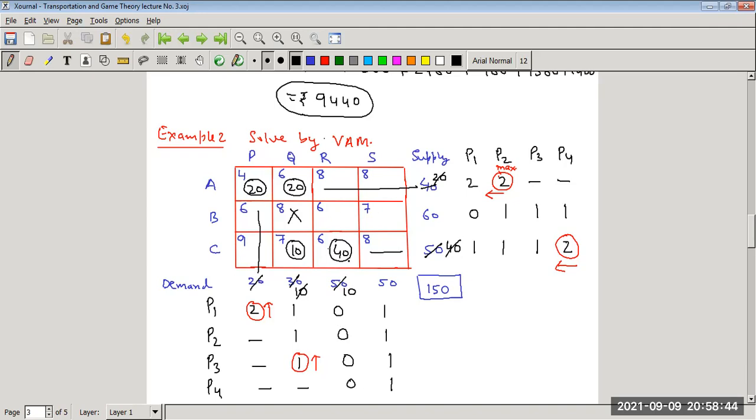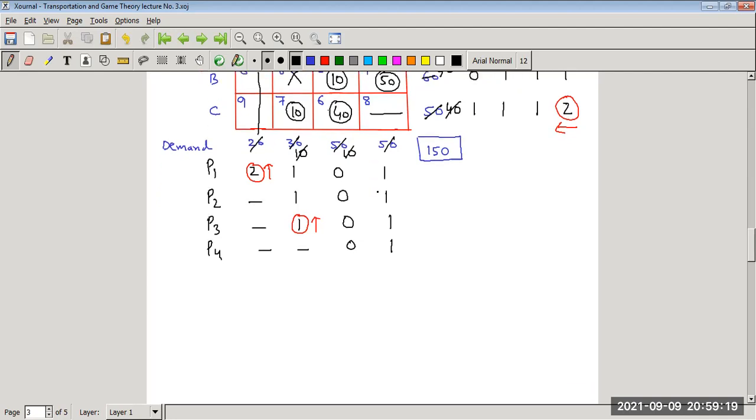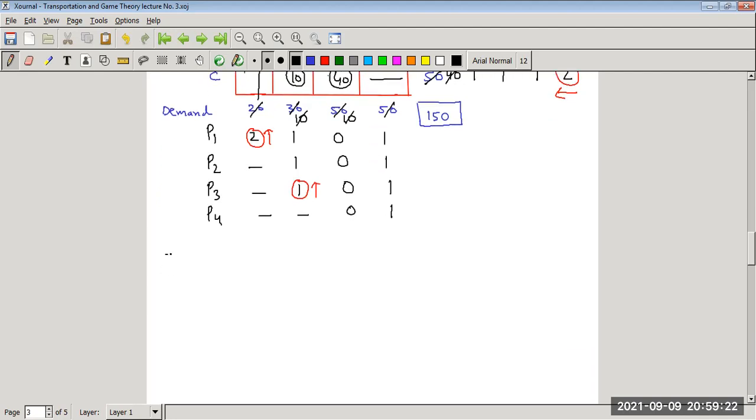Now we have only 2 stations, so there is no choice, so we can send 10 items to this point. We are left with 50 items, and then send 50 items to this point. So now the transportation problem is complete. Now the number of allocations: 1, 2, 3, 4, 5, 6. Number of rows are 3, number of columns are 4, m plus n minus 1 equals 6. So this gives us the basic feasible solution. So this is a non-degenerate problem. Now we calculate the transportation cost.